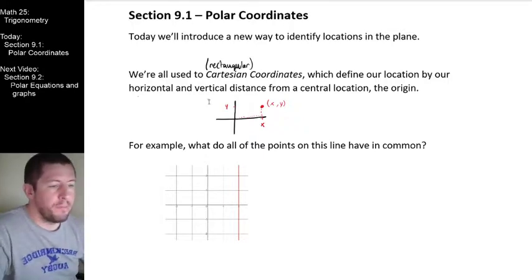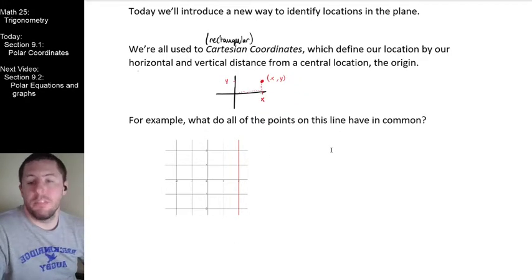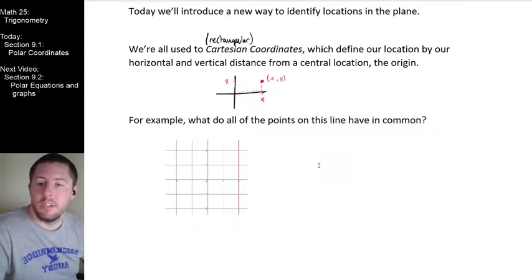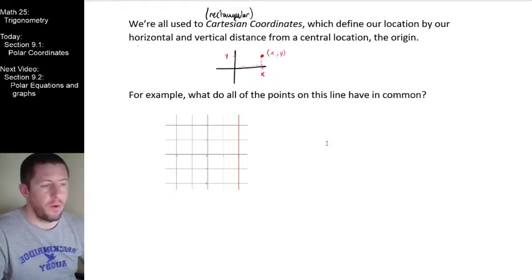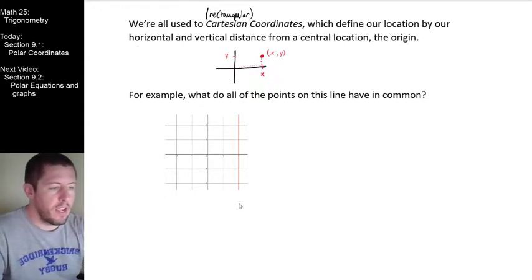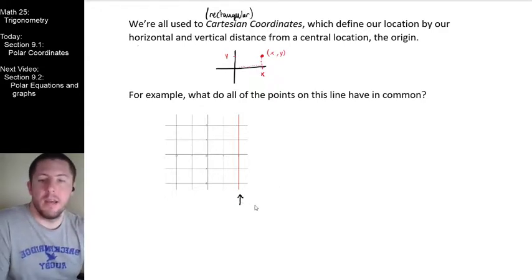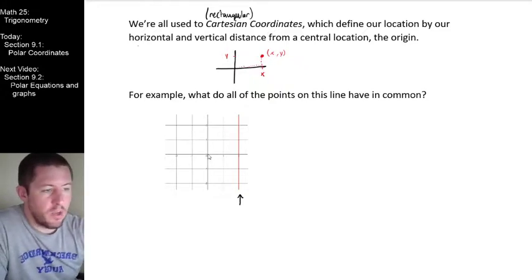So, for example, why do we like our rectangular coordinate system? It's really good for some settings. For example, what do all the points on this line have in common with one another? I'm looking at this line right here. And the thing that I'm noticing about this red line, and notice that this is the origin right here.